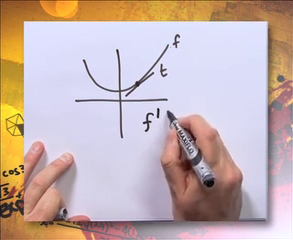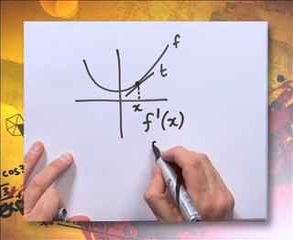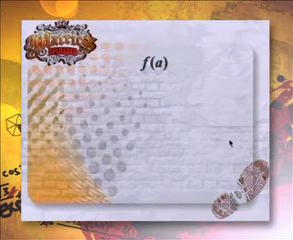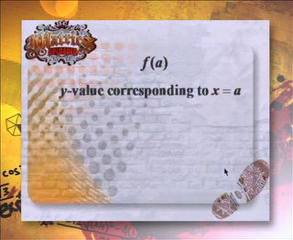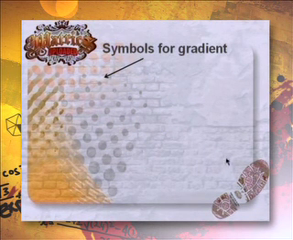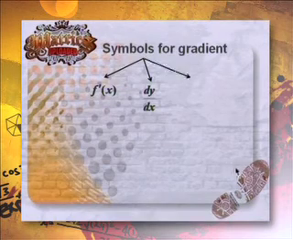And the symbol, if we go to a sheet of paper quickly, the important thing is f prime of x, meaning the gradient at a point, guys, the gradient of the tangent. There's a whole lot of things. Let's have a look. Nelson, f of a is the y value at x equals a. F prime of a is the gradient of f at a. And symbols for gradients: that's f prime of x, or you've got dy over dx. We will come back to this, guys.